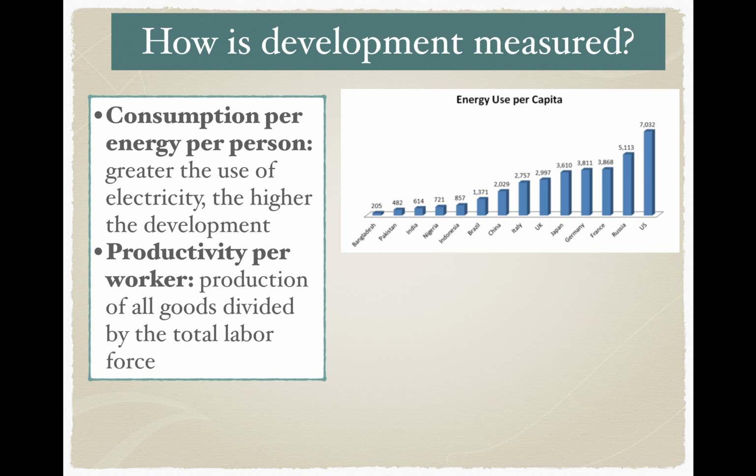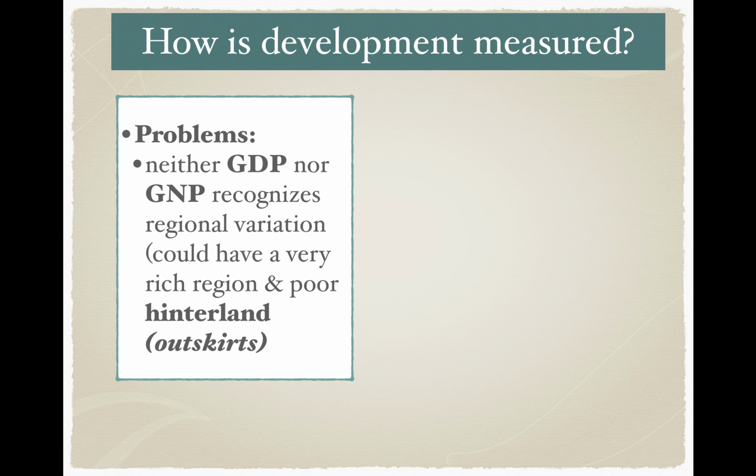Another indicator is productivity per worker. It's the production of all goods divided by the total labor force. This makes sense if you consider agriculture. Is the total production going to match at a 1-to-1 ratio of the number of people in the country? If so, that's a subsistence economy. If you're producing an enormous amount of goods divided by the total population, and the production far exceeds the number of people, then clearly you're mass producing material, you have a surplus that can be sold, and then in turn you have a more developed economy.